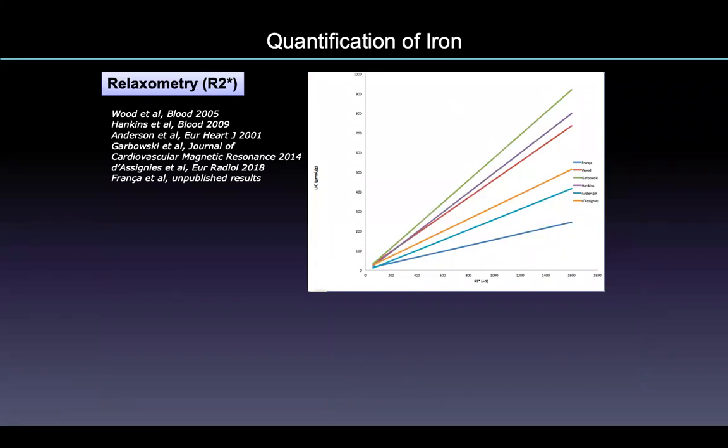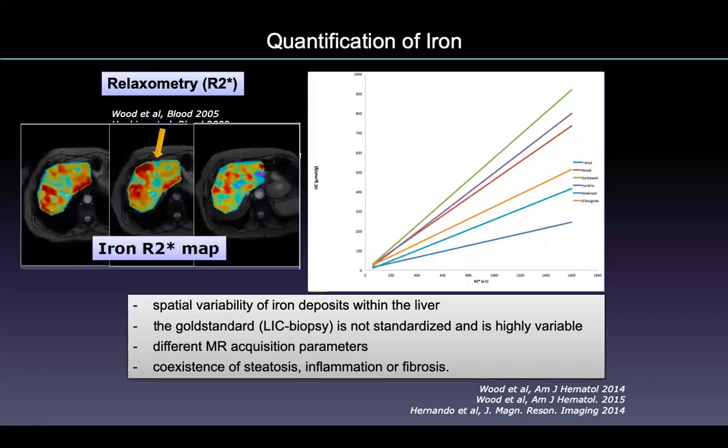Okay, the problem is that different authors have derived different calibration curves for liver R2 measurements. I mean that all of them are extremely well correlated with liver biopsy. However, they reported different equations. And these differences result most probably from differences in acquisition methodologies, and also because we use liver biopsy as the reference standard.